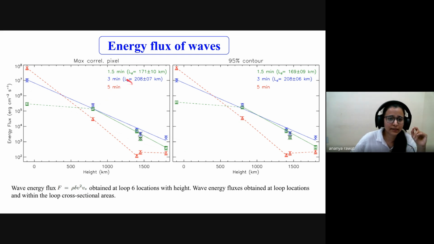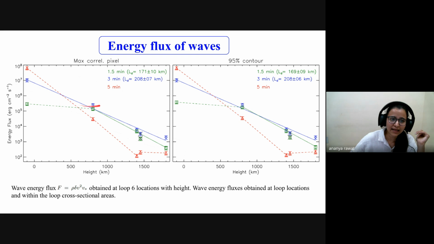So we fitted an exponentially decaying function over this energy flux, and we determined the damping length of these waves. The damping length of 3 minutes is around 208 kilometer, and the damping length of 1.5 minutes is around 171 kilometer. So this shows frequency dependence. Basically, this shows that 3-minute waves propagate to a longer distance compared to the 1.5-minute period waves.